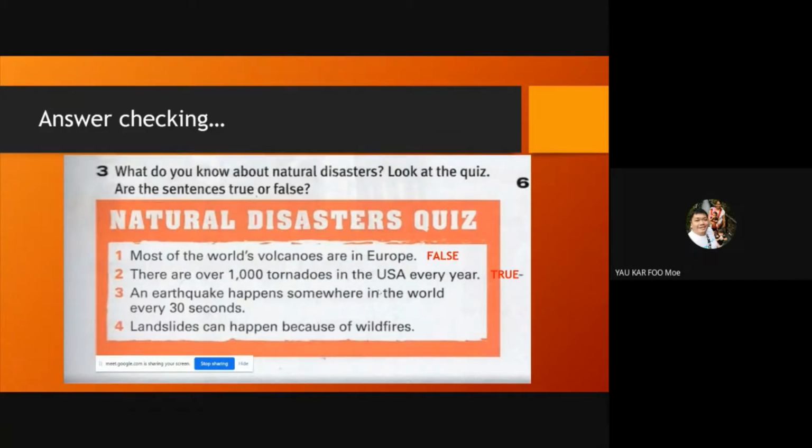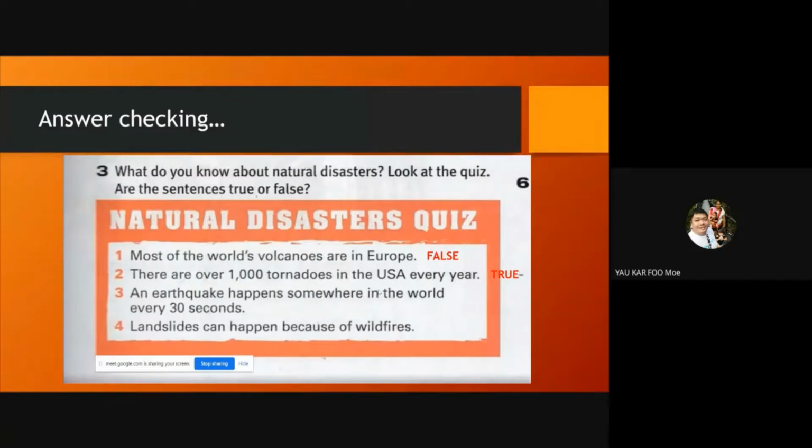The sentence number 3. Can anyone read the sentence? Okay, your name? Hafiz. Okay, never mind, just go ahead. An earthquake happens somewhere in the world every 30 seconds.